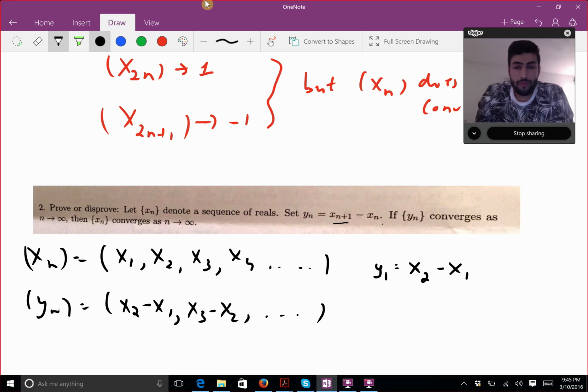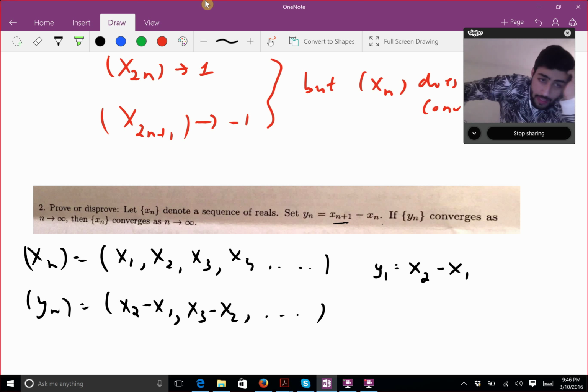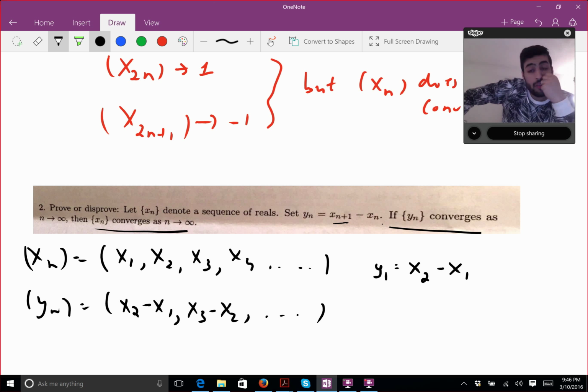So we're looking at the difference of the neighboring sequence elements. It says if y n converges, then x n converges. So what we want to prove or disprove is: if this is true, is this true? This is a little tricky.